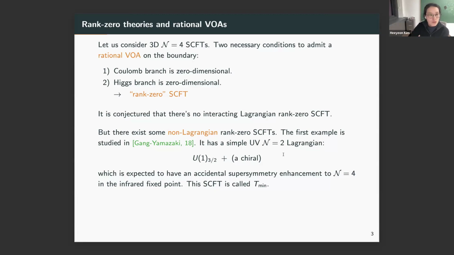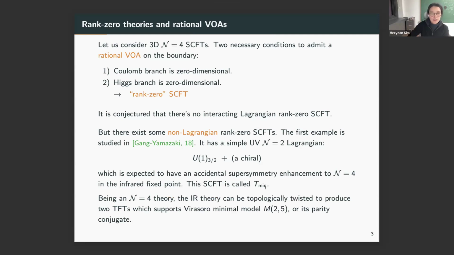If the theory flows to an IR fixed point, it's expected to have an accidental supersymmetry enhancement to an n=4 fixed point, and that superconformal theory is called T minimum. The reason it is called T minimum is that in many senses, it can be thought of as a minimal n=4 SCFT, just like the simplest n=2 Argyres-Douglas theory, for example, it has the minimal central charge among all known examples of 3D n=4 SCFTs.